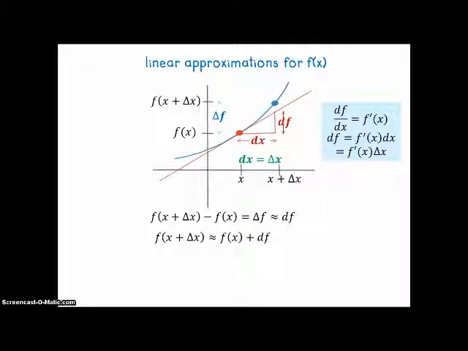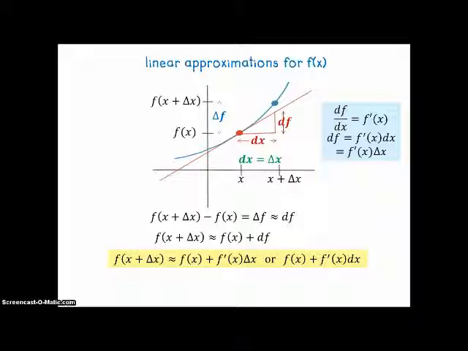So we have the function value at x plus delta x approximated by the old function value at x plus the change along the tangent line. And so we can rewrite df as f prime delta x or f prime of x dx.